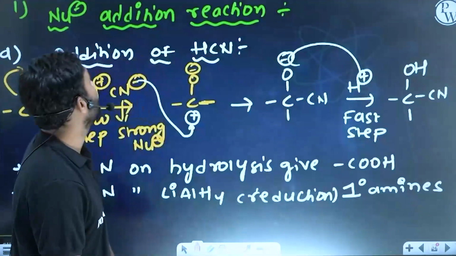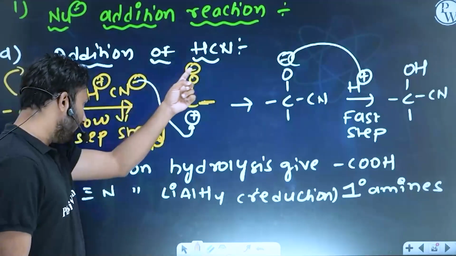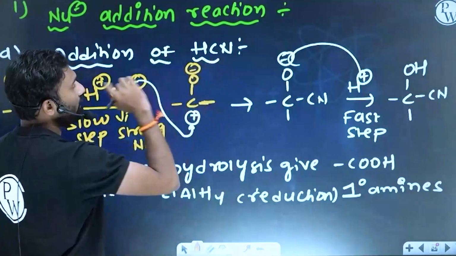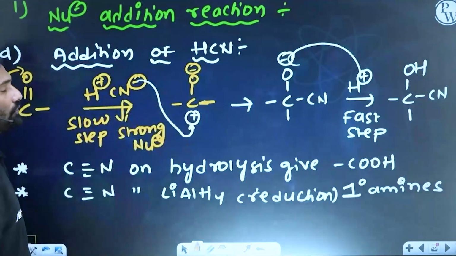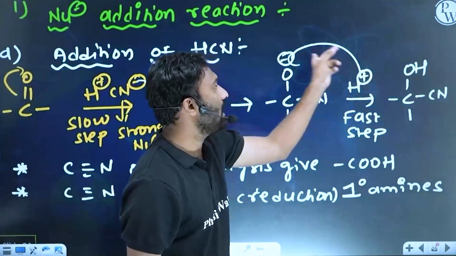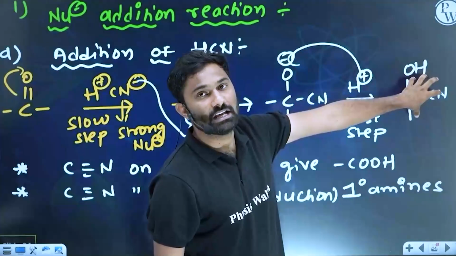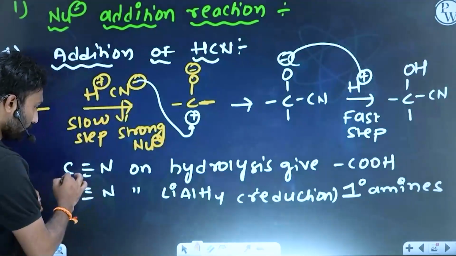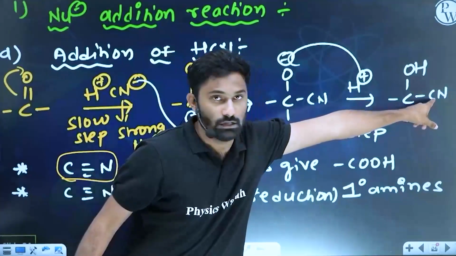Next, nucleophilic addition reaction. Now if they have given a strong nucleophile, cyanide is a strong nucleophile. Now first the attack of the nucleophile takes place, and in the last step hydrogen is added and it will give the cyanohydrin. Now with cyanohydrin, you have to be very careful. This is a cyanohydrin.